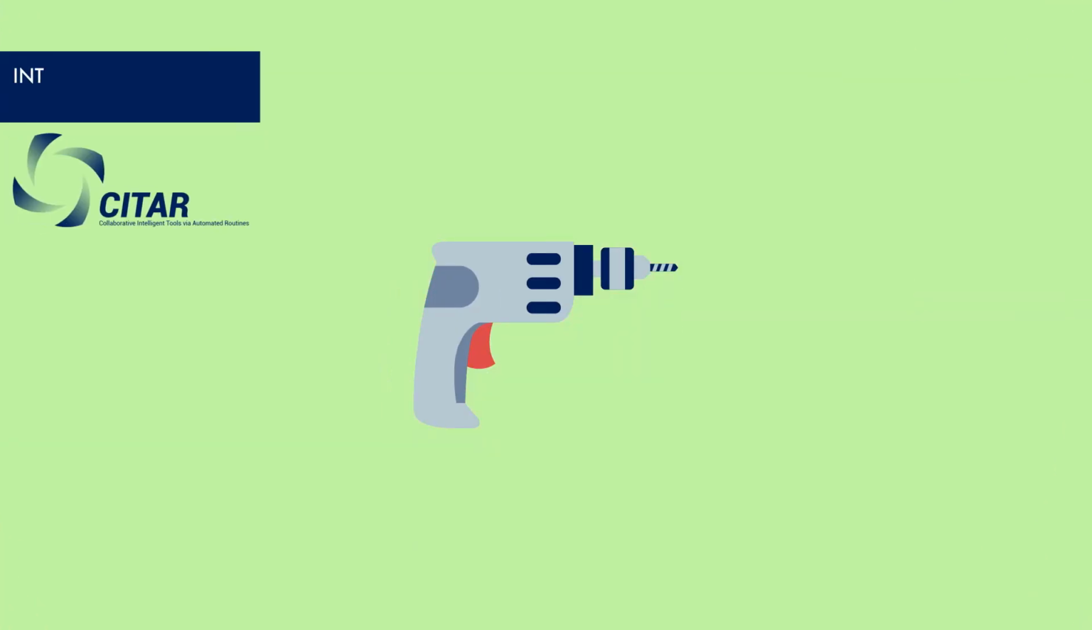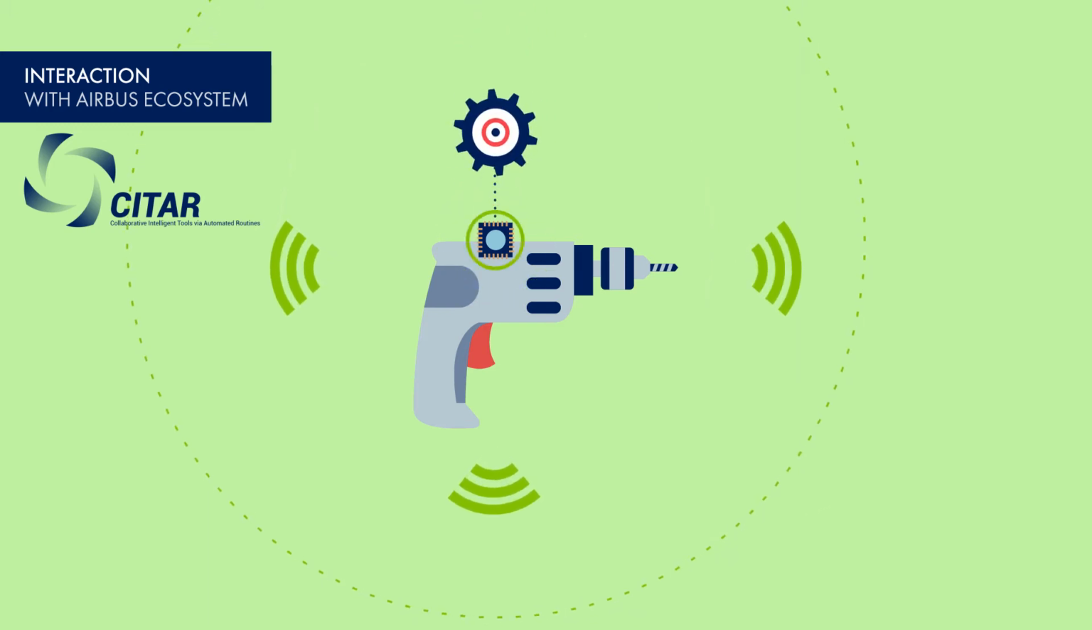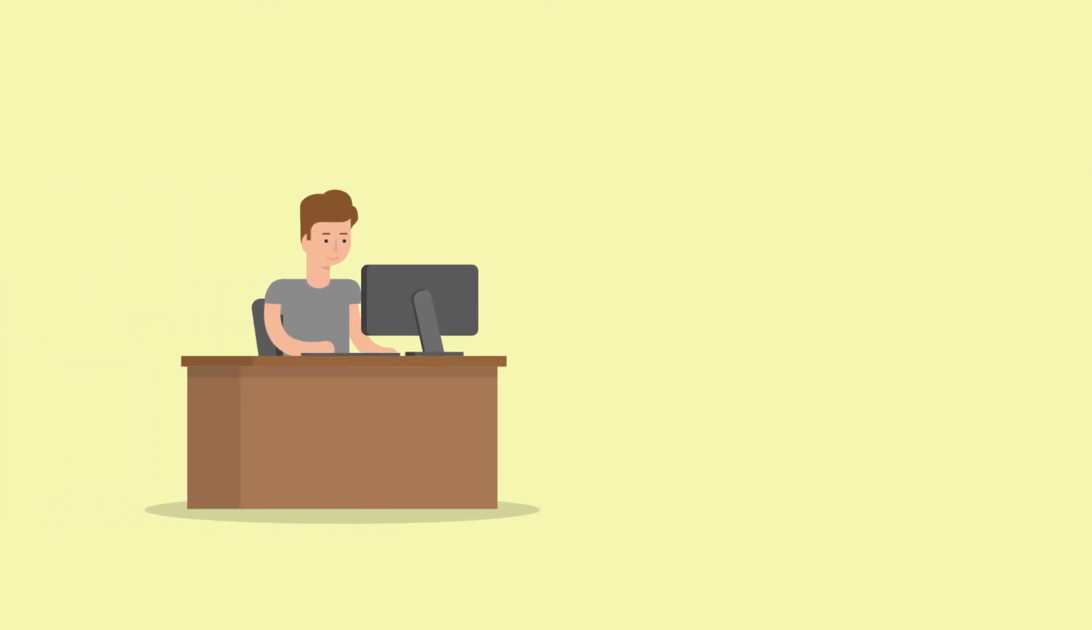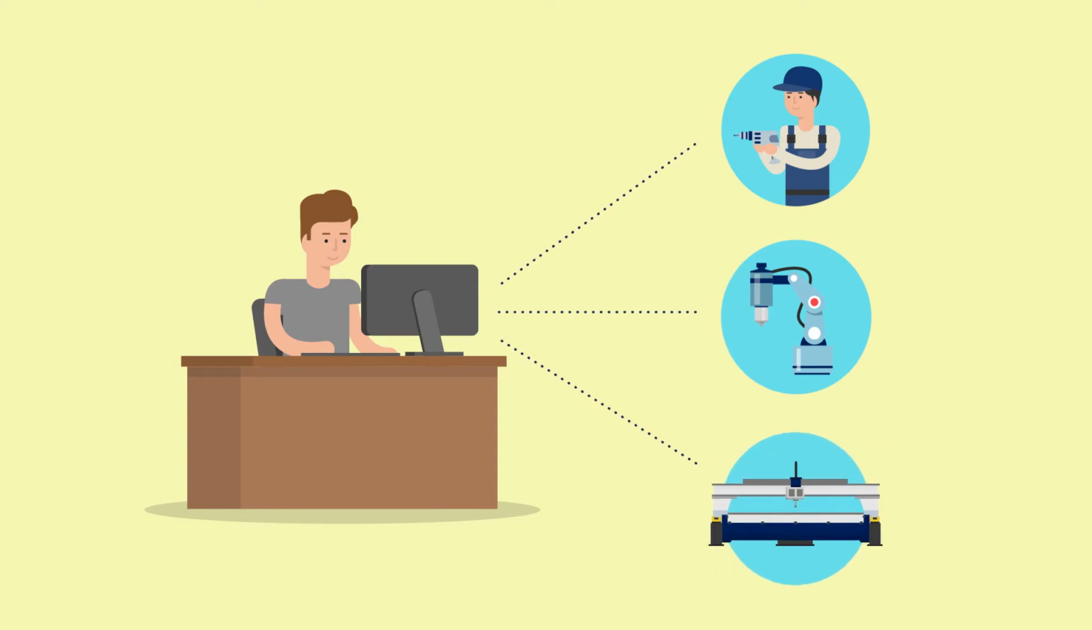But if we put a chip on the tool, it becomes connected and able to interact seamlessly with the AIRBUS ecosystem. We interact with all the connected industrial assets based on the same technology, thanks to writing down harmonized specifications during the asset acquisition phase.